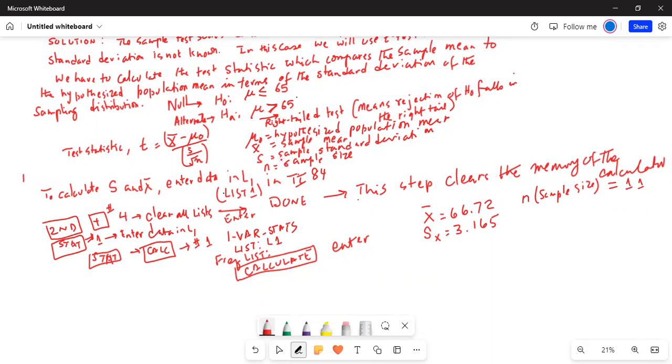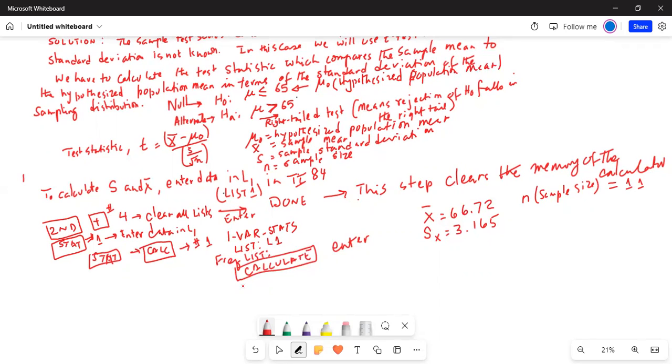Okay, now remember the null hypothesis is mu less than or equal to 65. This 65 is the hypothesized population mean. Hypothesized means the educated guess of the teacher. Hypothesized population mean.